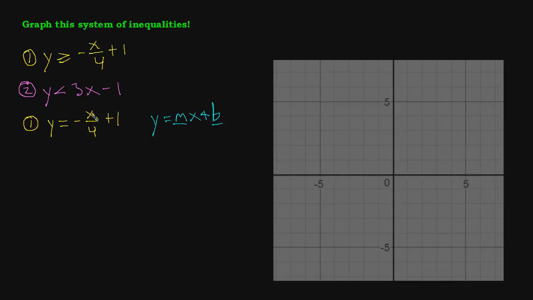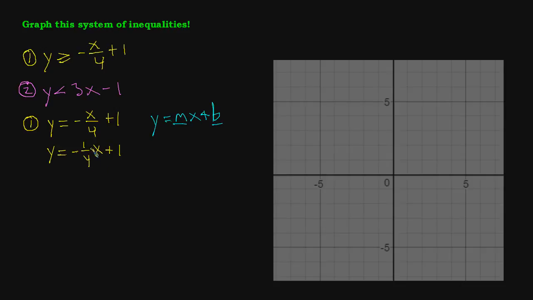So in this case, the x is all mixed up with the fraction. So what we do is we will rewrite this guy, and we'll rewrite it as negative 1 over 4 times x instead of negative x over 4. And then of course we add plus 1.